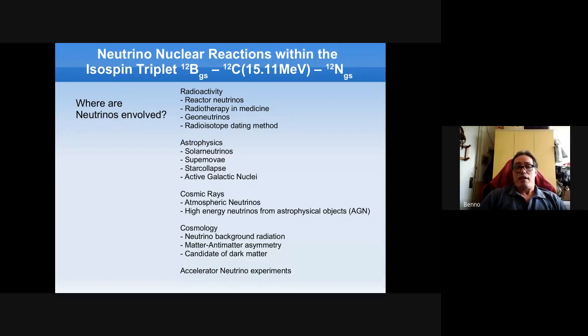Neutrinos come in the cosmic rays. We see them in atmospheric neutrinos or in the high energy neutrino flux from astrophysical objects like active galactic nuclei. In cosmology, we have a neutrino background radiation of about 1.9 Kelvin, which until now couldn't be detected. They play a role in the matter-antimatter asymmetry in the beginning of the cosmos, and they also could be candidates for dark matter. And of course, there is a big number of accelerator neutrino experiments.